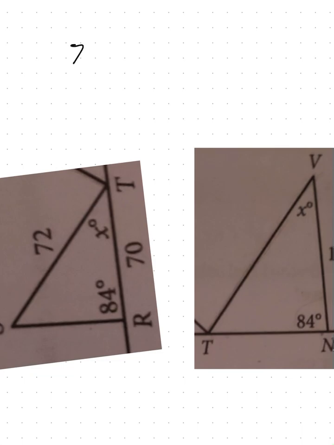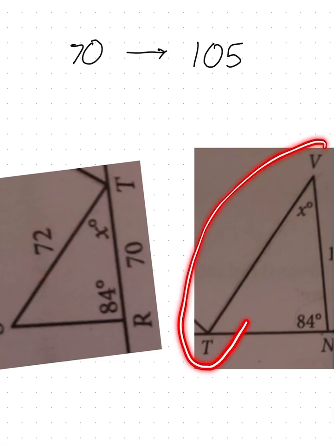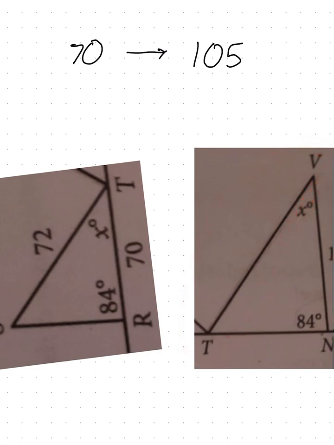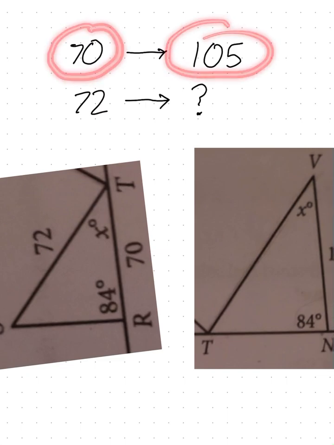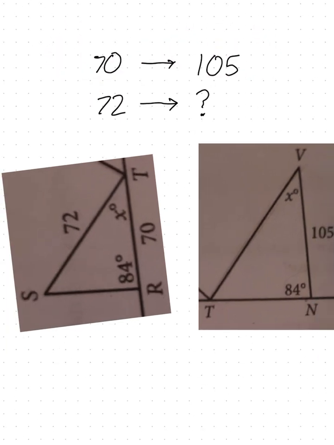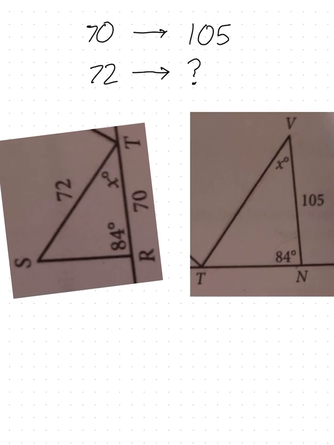So that means 70 went to 105. And now we have this 72, but what we want is what it went to over here. We have this 72, but we don't know what it's going to. Once we find out, we know the answer to this question. So we need to find out what number times 70 gives us 105.